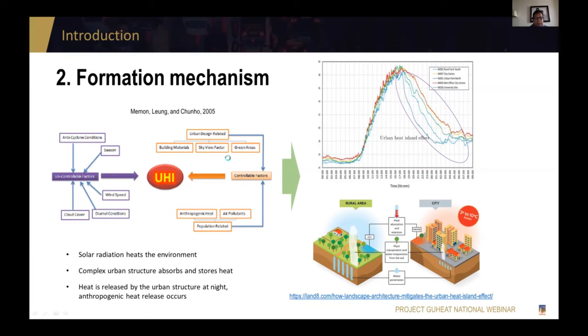The urban design related are building materials, sky view factor, green areas or open spaces. Then the population related are anthropogenic heat emitted by air conditioning units for cooling, and even metabolism of the human body. Air pollutants in the sense that they generate local greenhouse effect.